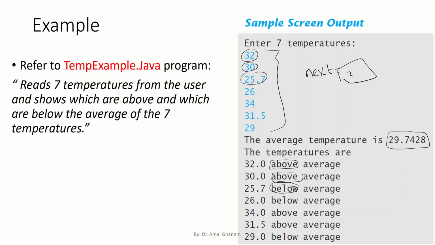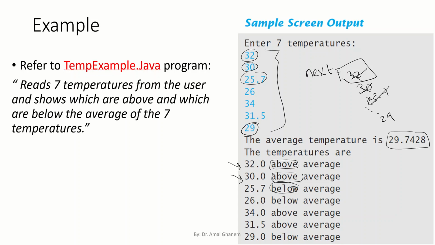So the first time it will be 32, the second time it will be erased and it will be 30, and then 25.7, and we will keep reading the values, and the last value will be 29, which is the last value read from the user. So I am not saving my numbers, and that's why I cannot go again and say this number is below, this number is above.